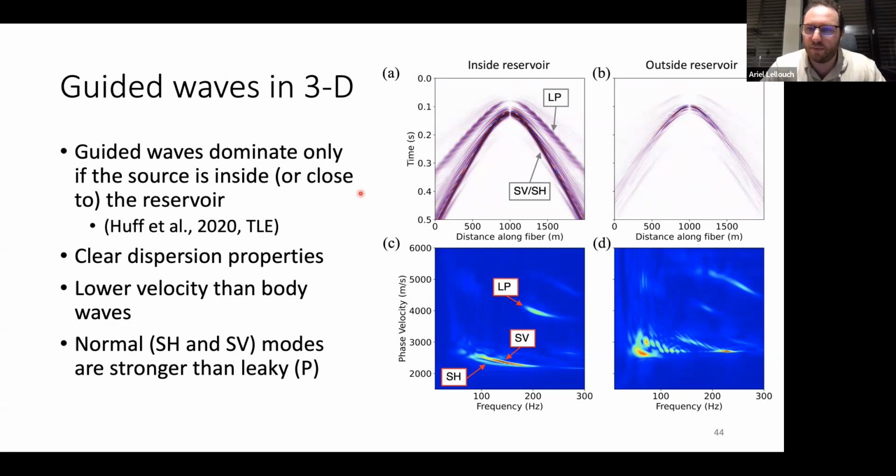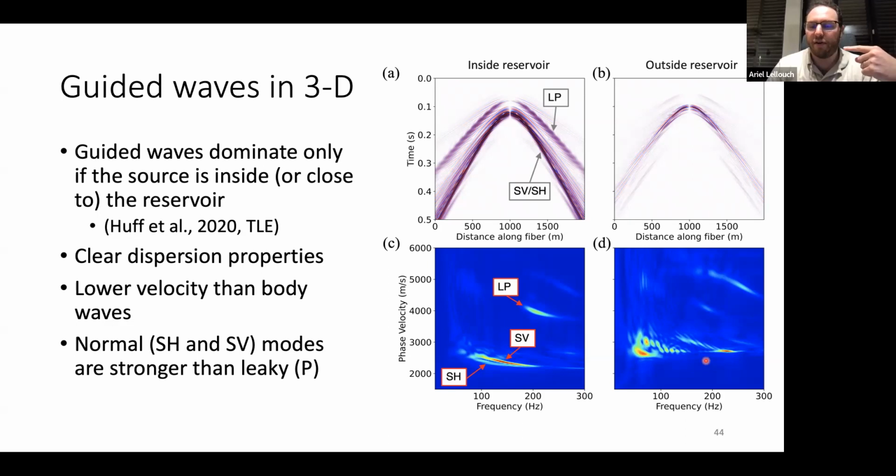So in a joint study with Owen Huff from the Colorado School of Mines, we saw that guided waves dominate or are present in the seismic records only if the event is generated inside the low velocity reservoir. So this is just, again, a modeling exercise in 3D, but when the event is inside the reservoir, you can see it generates these clearly dispersive events. When it's outside the reservoir, we mostly see body waves. And if we look again at the dispersion domain, we can see this low velocity dispersive event that is simply nonexistent when the event is outside the reservoir.